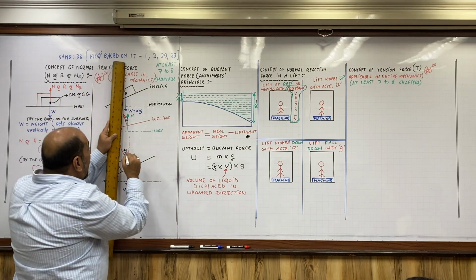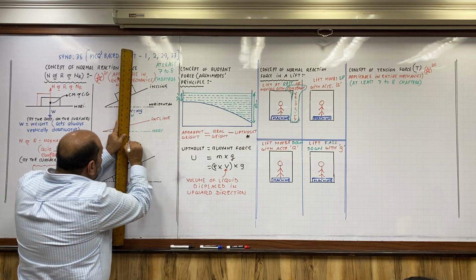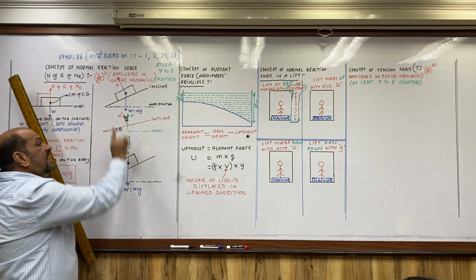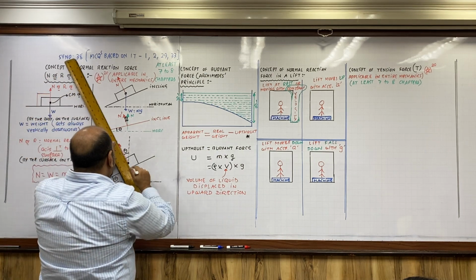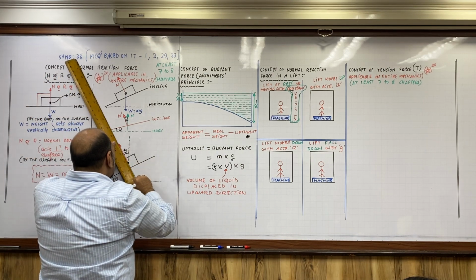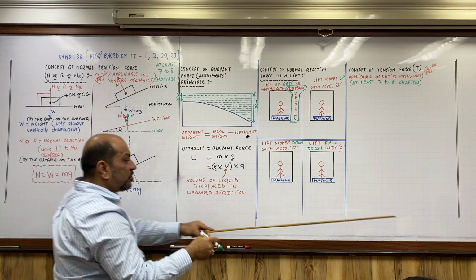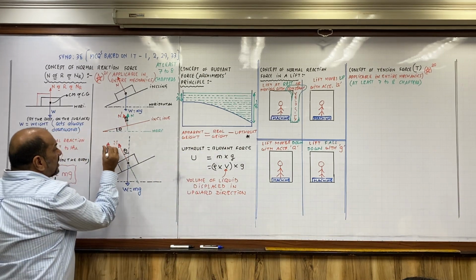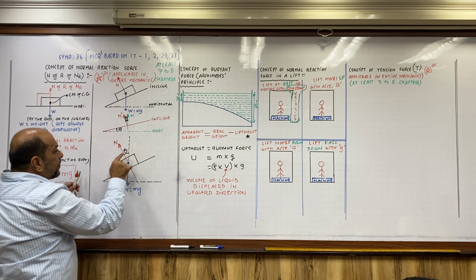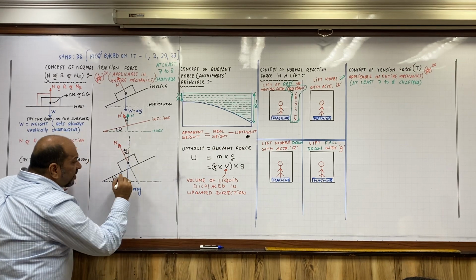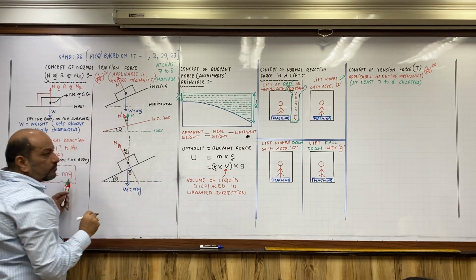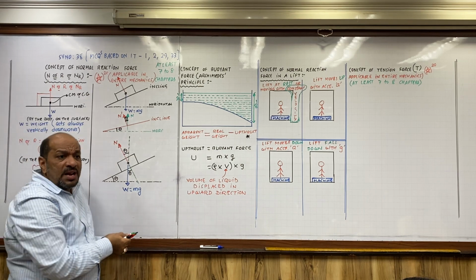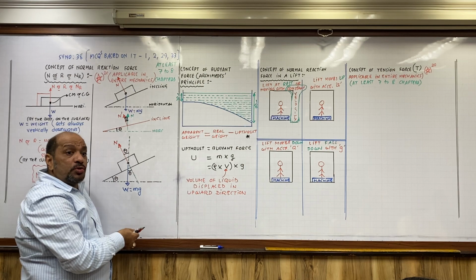You should extend the available vectors in the reverse direction. So I am extending W in the reverse direction. I am also extending N in the opposite direction. So apply common sense. This is theta. This is theta. Do you agree with me? This is also theta. That means I can resolve N into its components, and I can resolve mg also into its components.